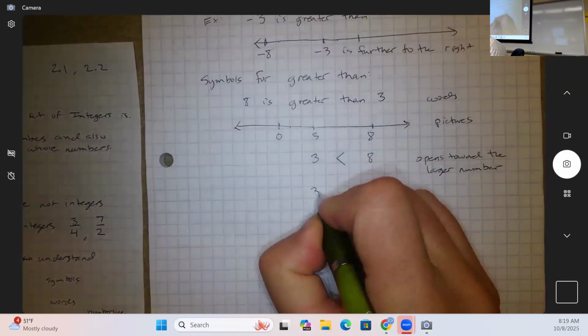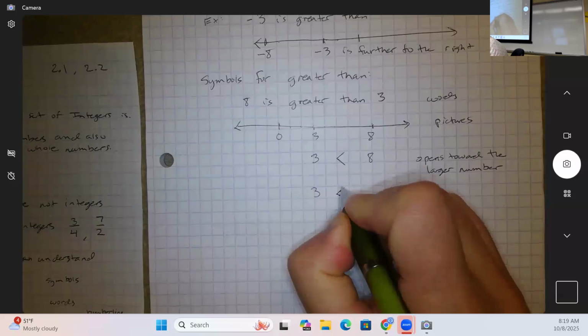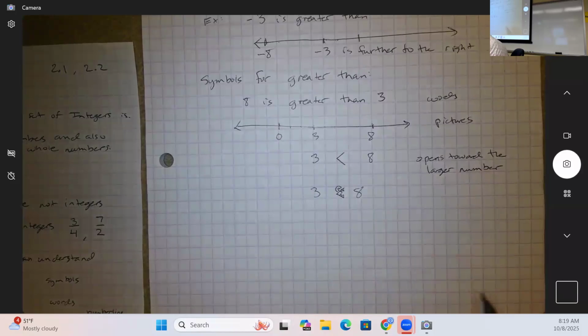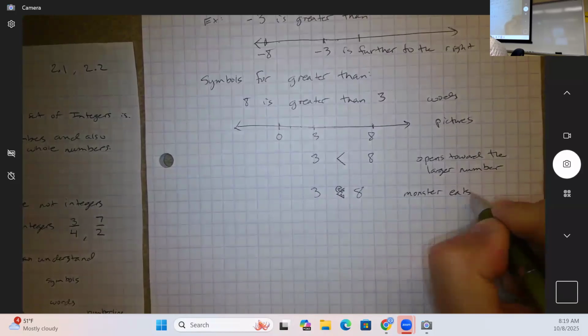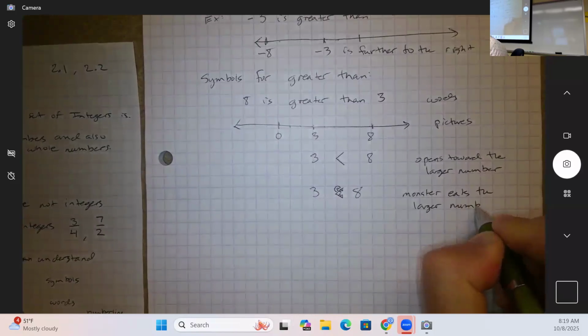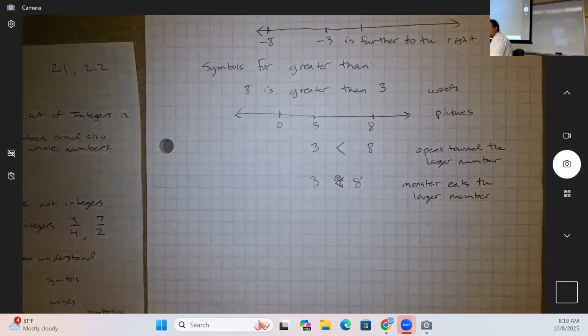If you want help remembering, this little monster, and the monster likes the bigger number. The monster eats the larger number. That's up to you.